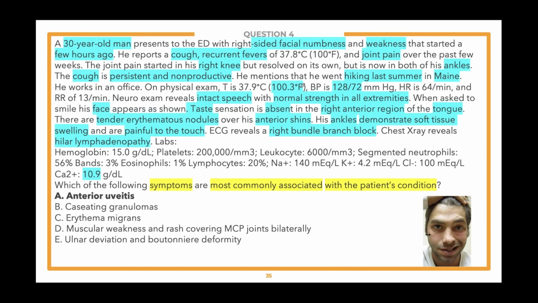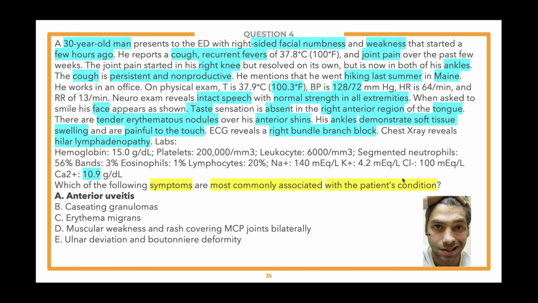So this patient has a few things, right? This patient has a cough, fever, arthralgias, and facial nerve palsy, probably cranial nerve 7 palsy, okay? Now it's important that we also don't forget the imaging and labs. This patient has hilar lymphadenopathy and a high calcium, hypercalcemia. So this is concerning for sarcoidosis, okay? Now with sarcoidosis, you can also see erythema nodosum, where you get those red tender nodules on your anterior shins, okay?